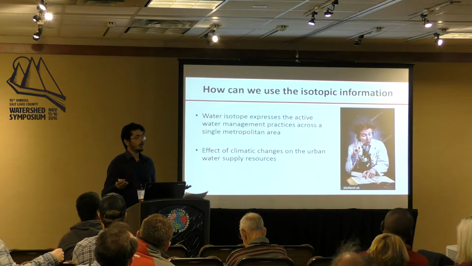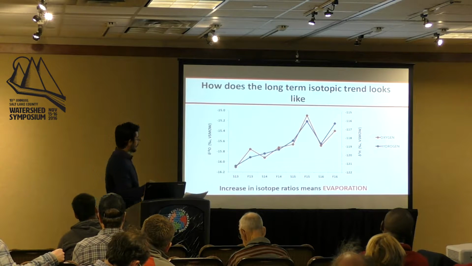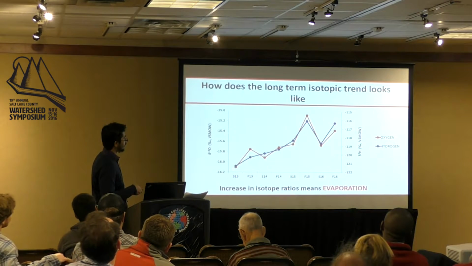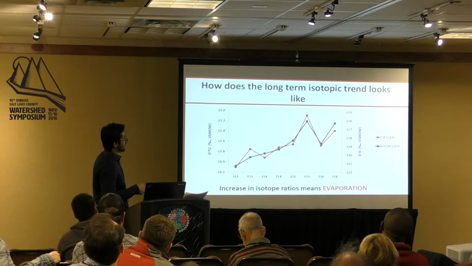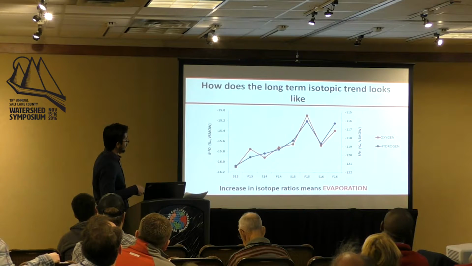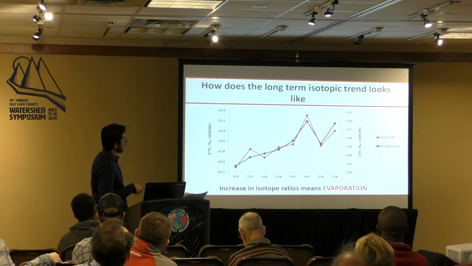Are we losing more water in a given year? Are we losing less water? And so on and so forth. And this is how our data looks if you look at the 4 years. F13 stands for spring 13, and F16 stands for fall 16. So we sampled from 2013 to 2016, and we see that there are two isotopes here, oxygen and hydrogen, and they keep on increasing till 2015.